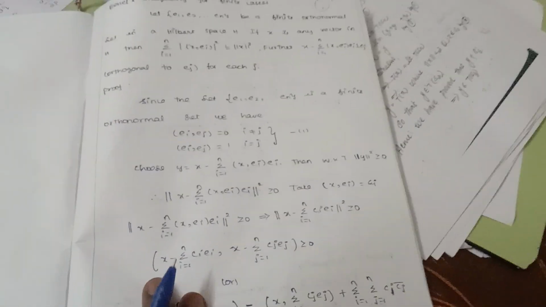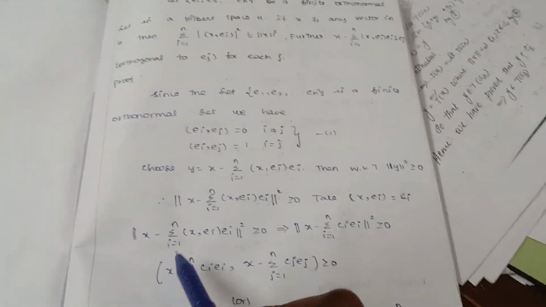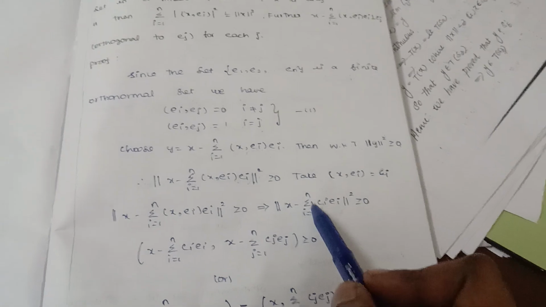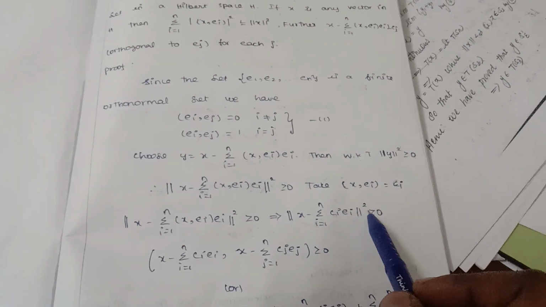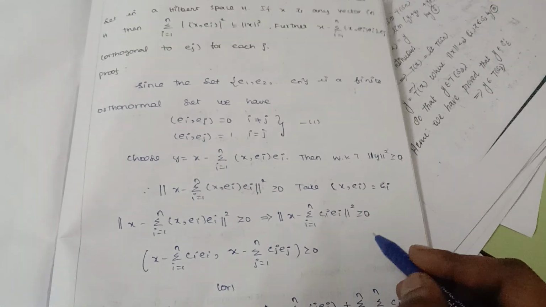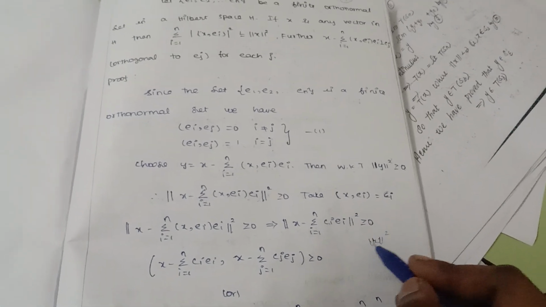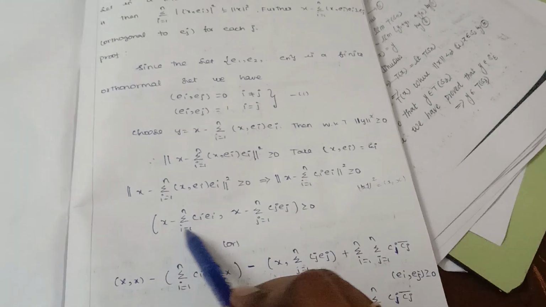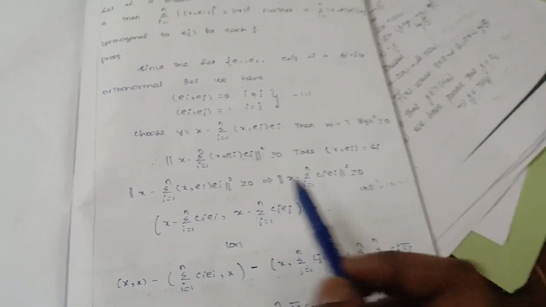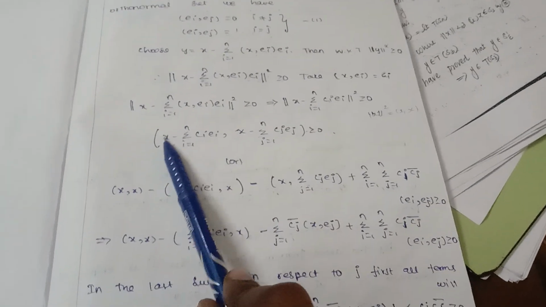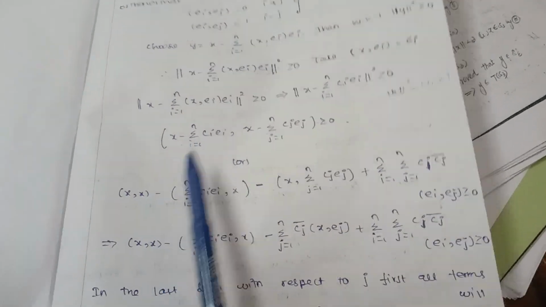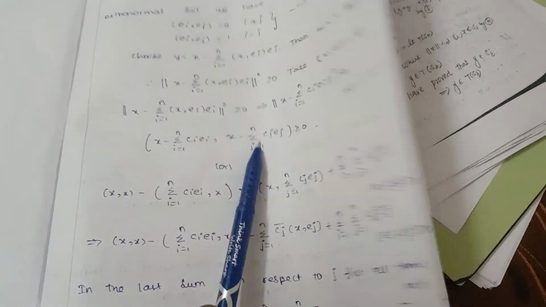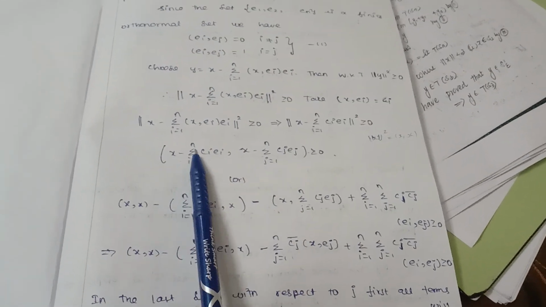For simplification we choose (x, ei) as ci. So if we choose ci, we get the norm of x minus summation i equal to 1 to n ci ei, the whole square, greater than or equal to 0. So the norm x square can be written as (x, x). Like that we write the x term and another x term, greater than or equal to 0. And if we multiply out, we get (x, x), then minus this term into x, and this term into x, and this into this.